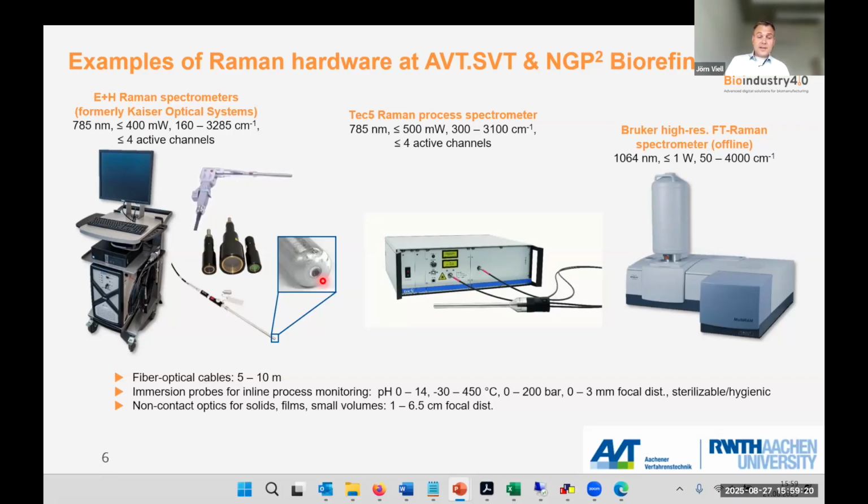There are even non-contact optics available where you can look through windows and analyze from the outside of bioreactors. This is particularly important when it comes to single-use bioreactors, where you don't want to throw away the probe as well.